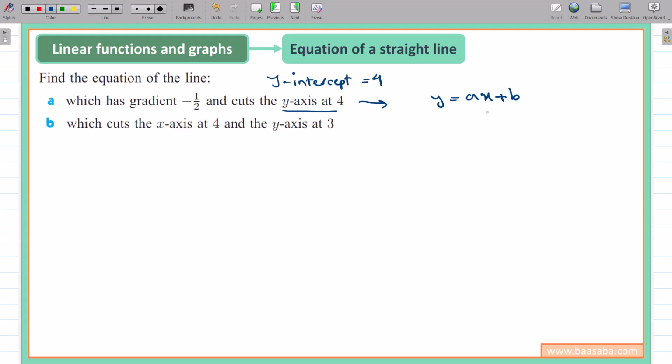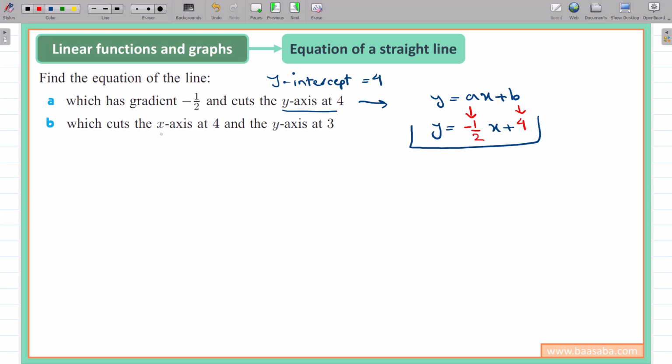This was our equation of the line. We have to substitute A and B with the correct amounts. A was the slope, so it is said that the gradient is -1/2. And B was the y-intercept, which is 4. I'm going to substitute this in the equation. This is the equation of our line. Y is equal to -1/2x plus 4. This was for part A. Let's do part B.